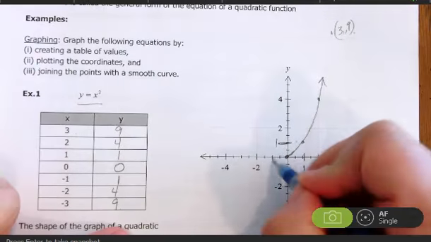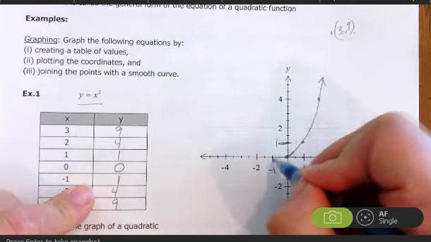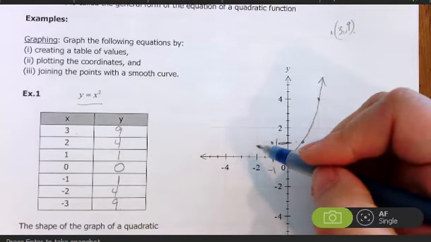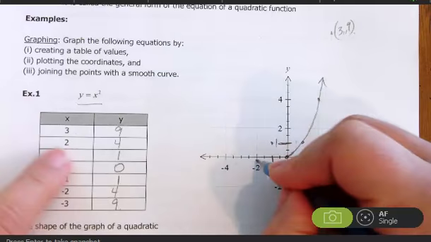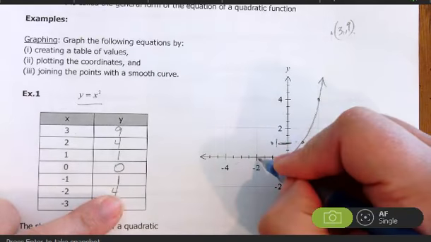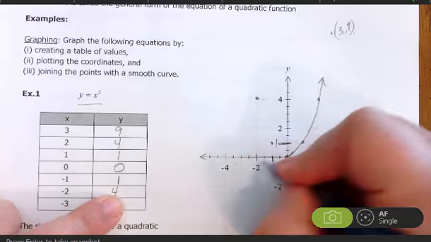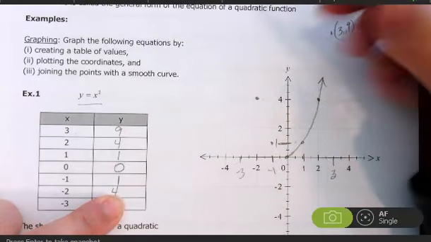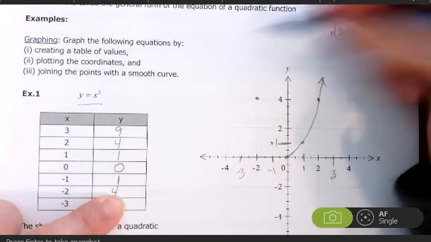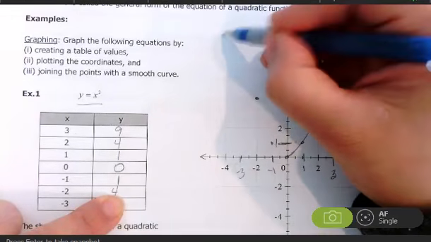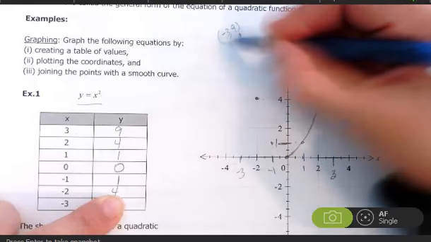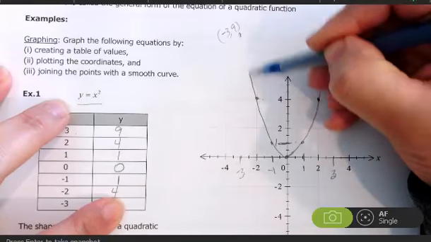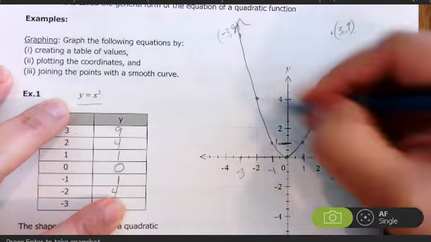Look on the other side here, we've got negative 1 on the x. That goes to positive 1 on the y. Negative 2 becomes positive 4, so that goes all the way up there. And with negative 3, again, it goes all the way up to positive 9. And let's just say it's over here, so that would be the point negative 3, 9. Okay, so let's connect these in a nice curve and go up.